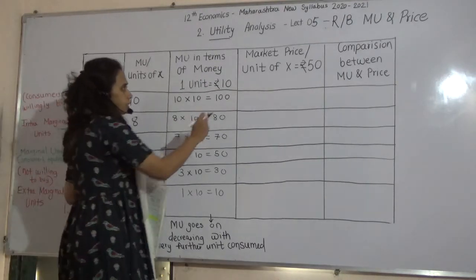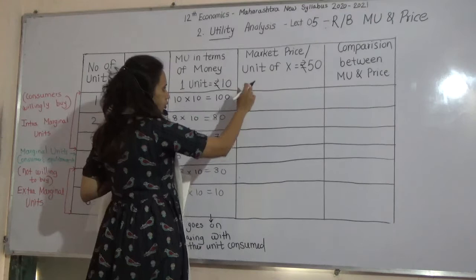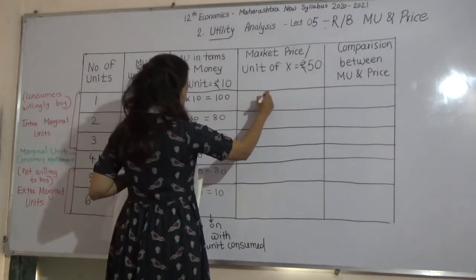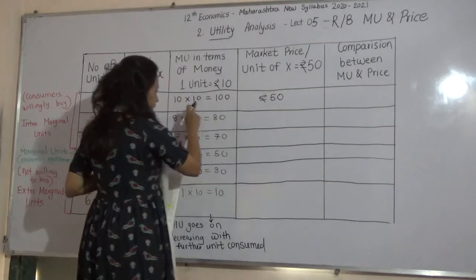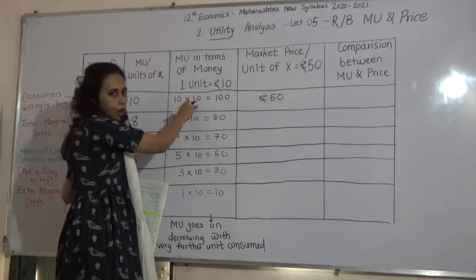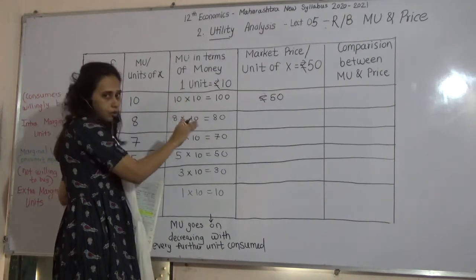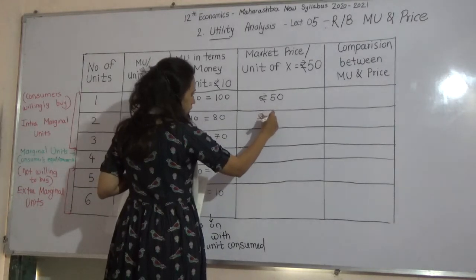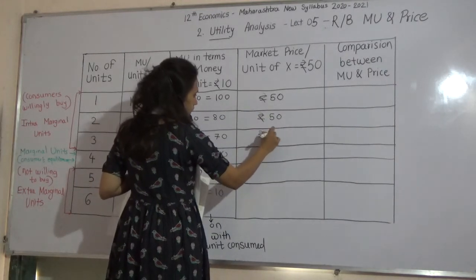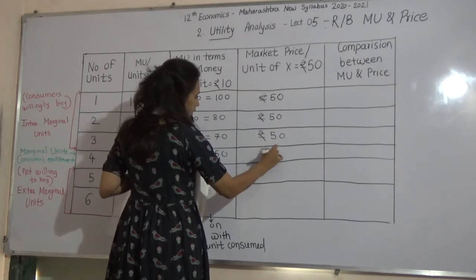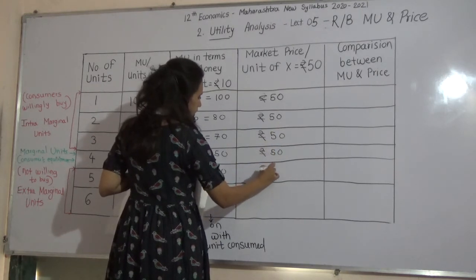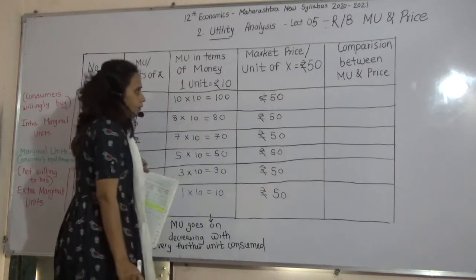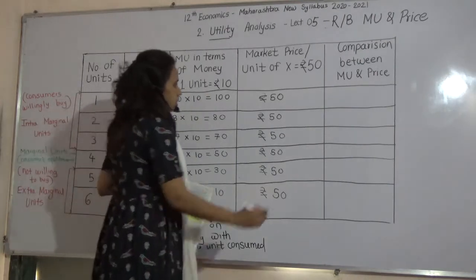Now market price of that particular unit of X is 50. So everywhere you will write 50. Remember, these things we have converted MU into money, which will help you to take the decision. This we already know, market price means if I want to purchase, I have to pay 50 rupees for that particular product. Okay.